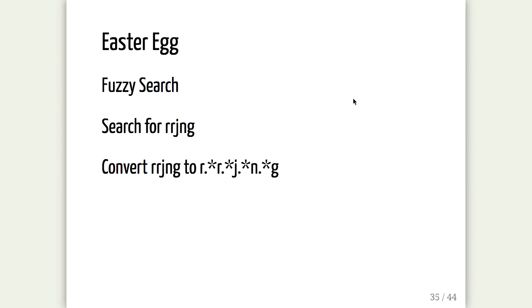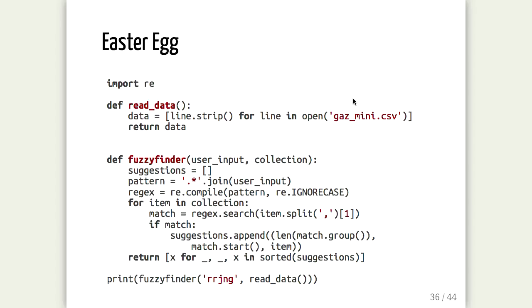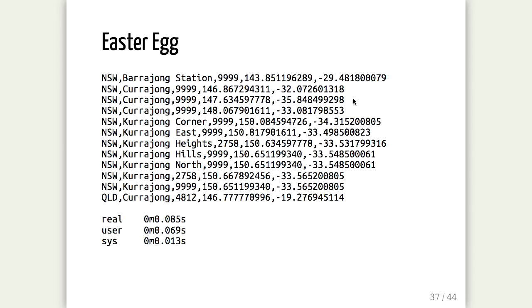And we can implement that in code really easily. What we've done is this fuzzy finder takes the code that the person has typed in. It uses dot star dot join, whatever they've typed in. In other words, between each letter, it will do a dot star. And it just uses Python standard regex. So using RRJNG, the last line, inside this data, we get Currajong. If I type C, RRJNG, we wouldn't have found Currajong with a K. But I've been thinking about ways to get past that limitation.